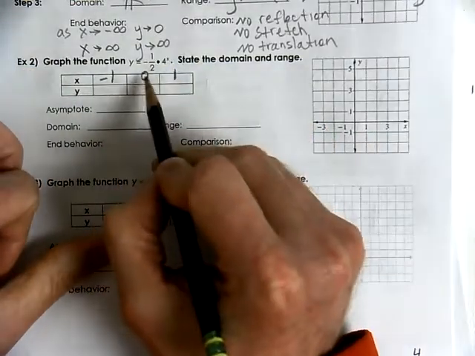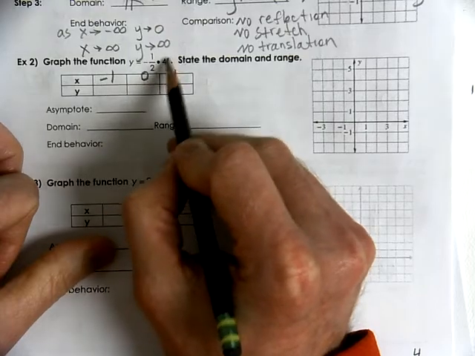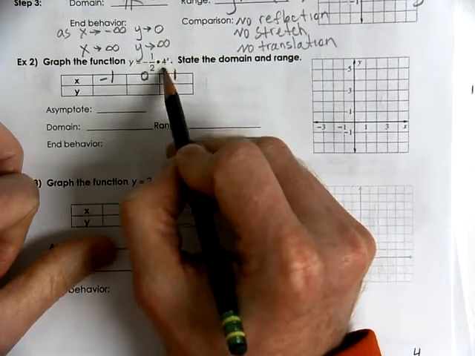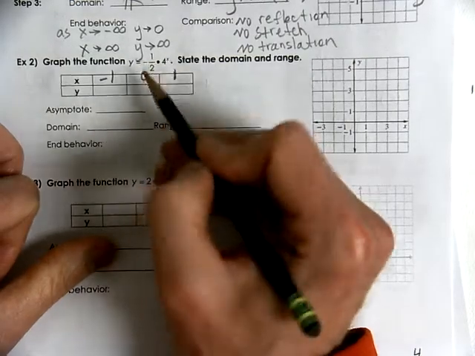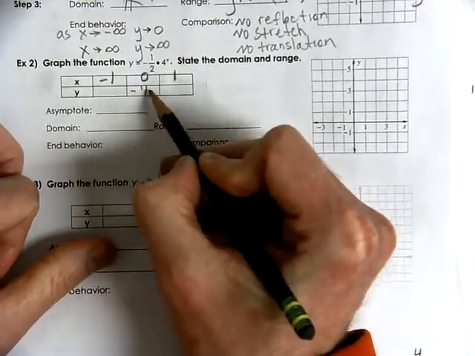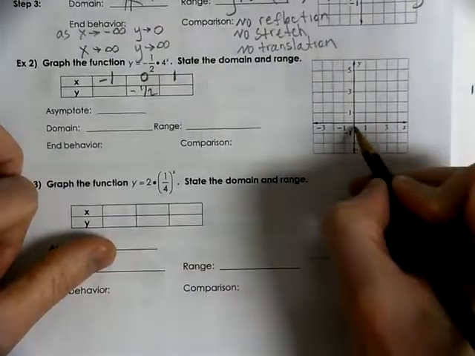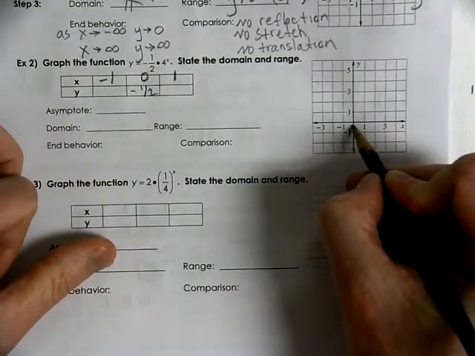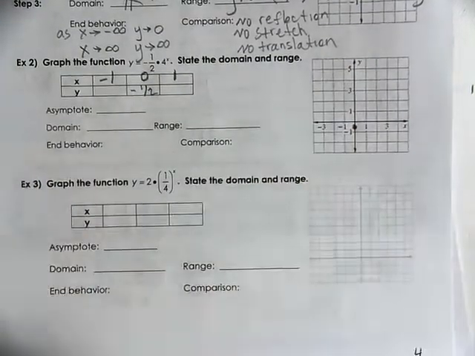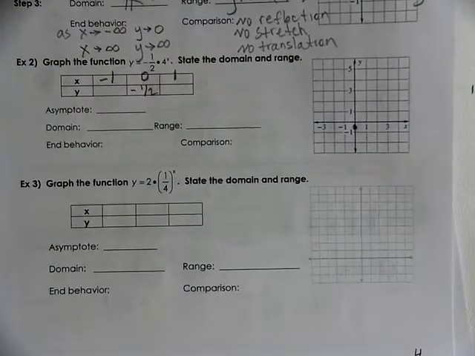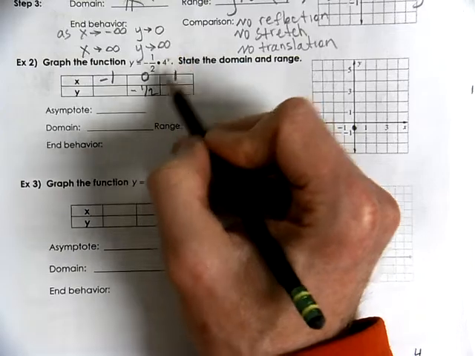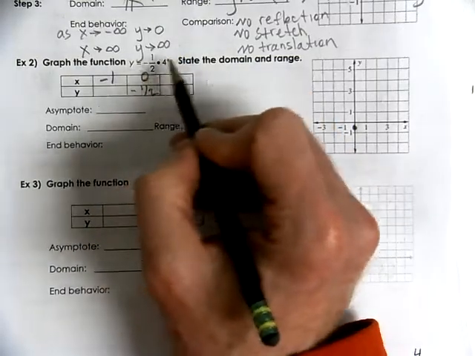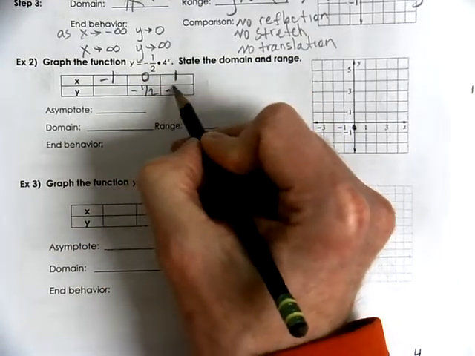But what we're going to look at is when x is 0, this is 4 to the 0, which is always 1. So negative 1/2 times 1 is negative 1/2. So we're down here at negative 1/2. When x is 1, 4 to the first power is 4. Take half of that, 4 is negative 2.